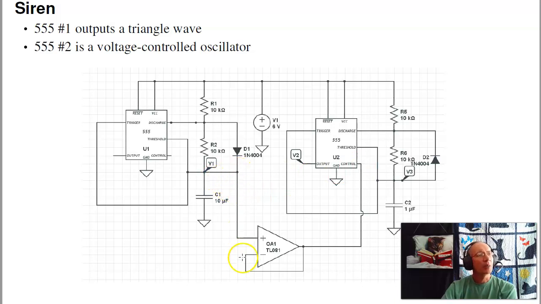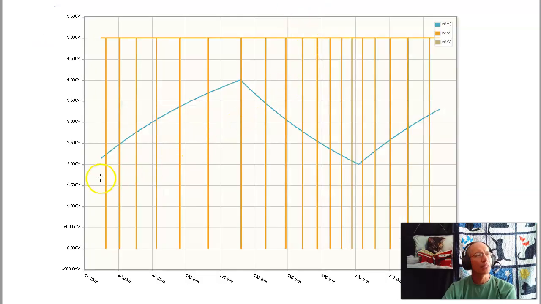So this outputs the triangle wave. There's the buffer. That goes to the control input. This is the voltage-controlled oscillator. Put those two together and I get this. As I charge up, as the voltage goes up, the frequency goes down, then the frequency goes up, the frequency goes down, and you have a variable frequency. That's some of the things you can do with 555 timers. There are quite a few others.